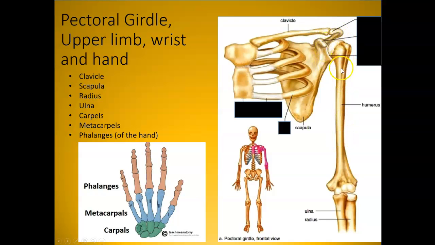So the upper single bone in your arm is called the humerus. And then going down into the arm, on the thumb side of your lower arm, you've got your radius. And then on the pinky side of your lower arm, you've got your ulna. And then inside your wrist are the carpals, metacarpals, which go across kind of the meaty part of your hand, and then the fingers are the phalanges on there.